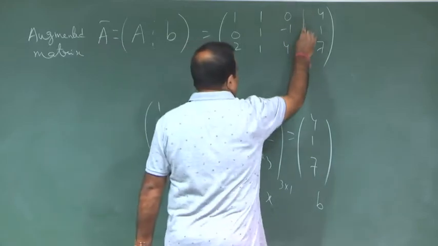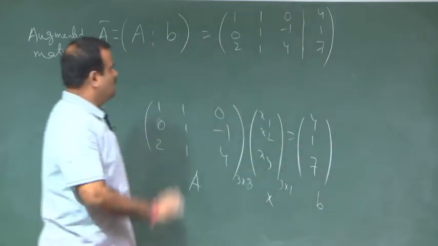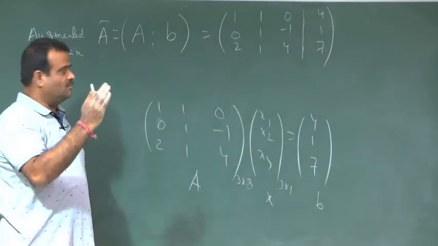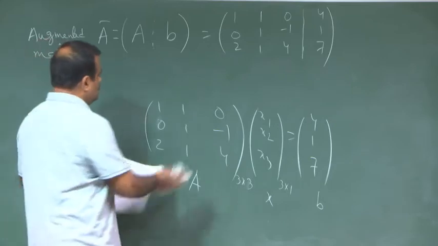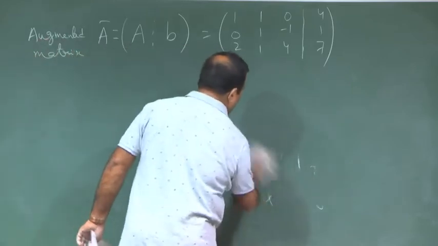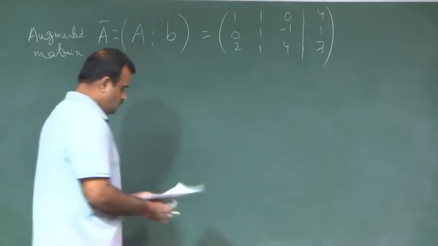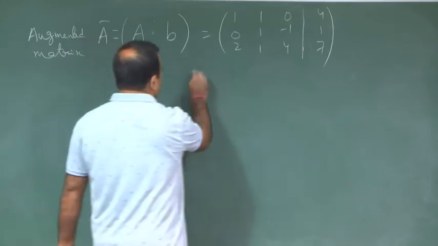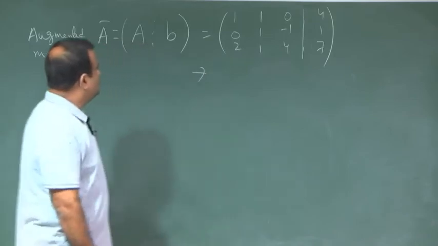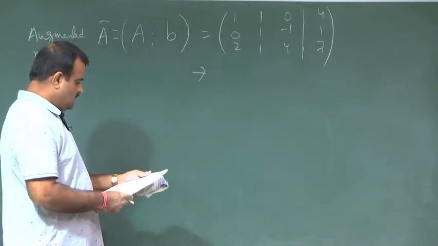Okay, so we can have a space over here to indicate that that is coming from the b. So now we apply the row operation on this. We reduce this to the row echelon form. So this is how we do that.